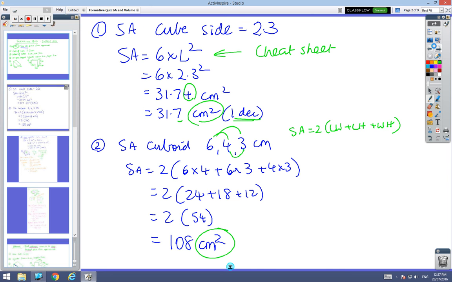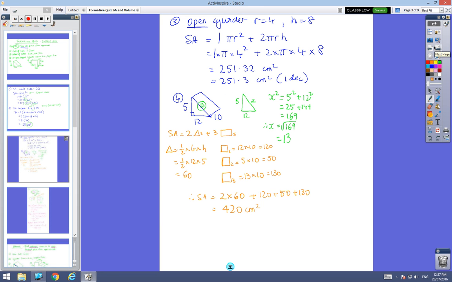Okay, next one, an open-top cylinder. So the normal formula, there's 2 versions: 2πr(r + h), which is for a full cylinder, or 2πr² + 2πrh. Now the 2πr² is the top and bottom circle, but in this particular question it was open-topped, so you don't have 2 of them, you only have 1 of them, and then you just put the numbers in. So 1πr², and you end up again with a rounded answer of 251.3 to 1 decimal place.